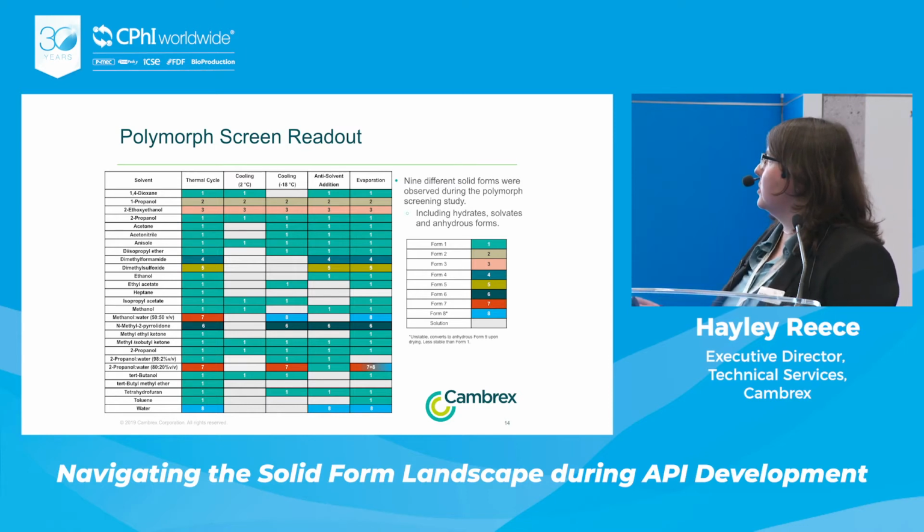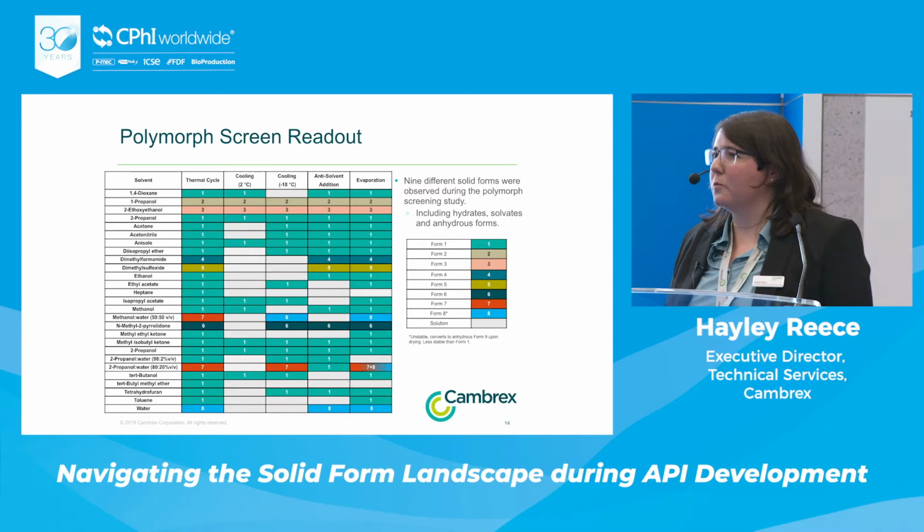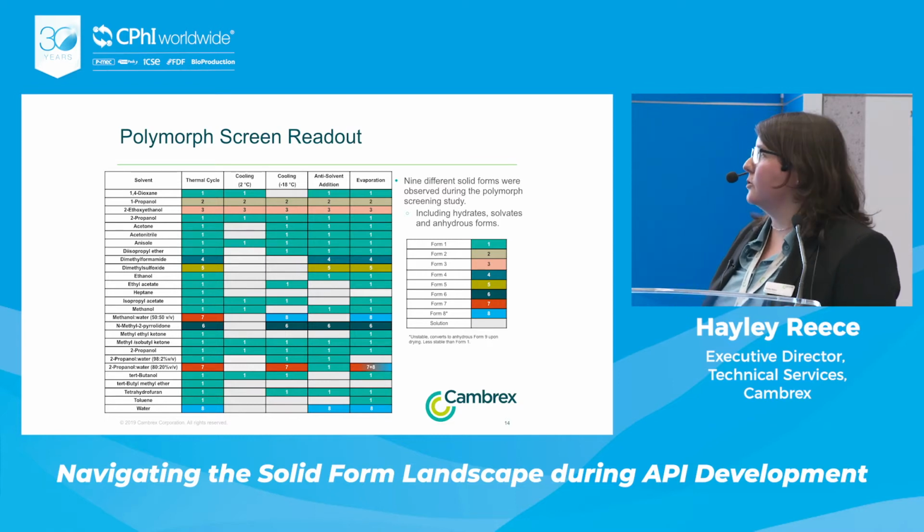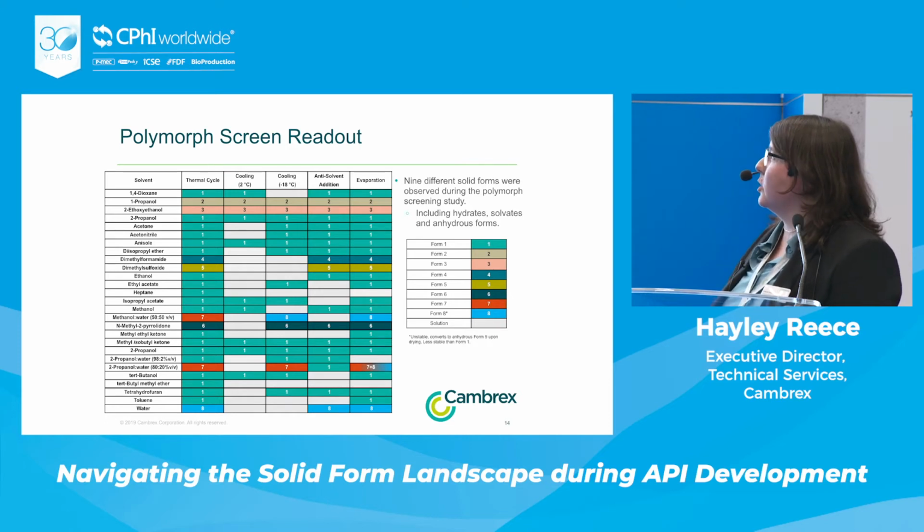We obtained 9 forms, so I know we have 8 listed there, but what we did see is that form 8 actually dehydrates to an anhydrous form 9 material when it is taken out of water or out of the solvent matrix. So that's why we had 9 forms coming from this particular polymorph screen.